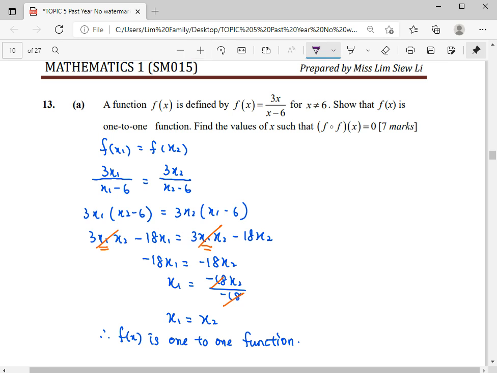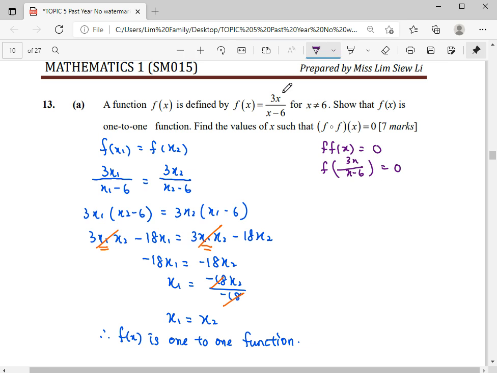So we continue, find the value of x when its composite is equal to 0. So they are testing us on composite functions. So substitute our f(x), 3x over x minus 6. Actually, composite function is like a concept of substitution. What do you substitute into the bracket? The bracket here is the fraction of this. So this fraction you're going to substitute again into the f.